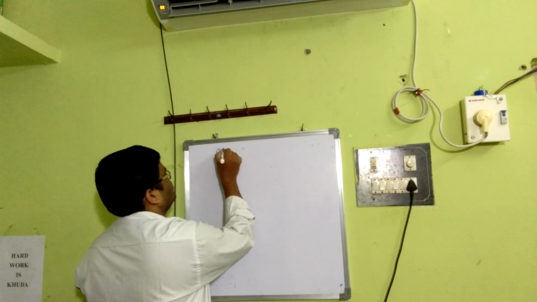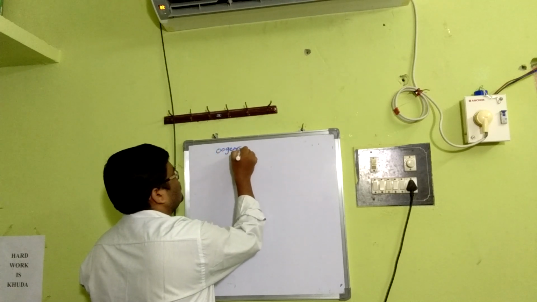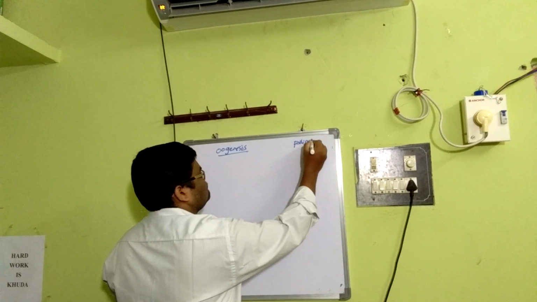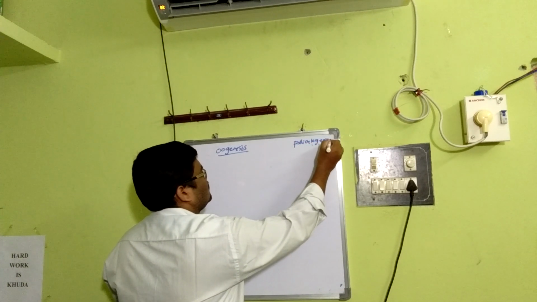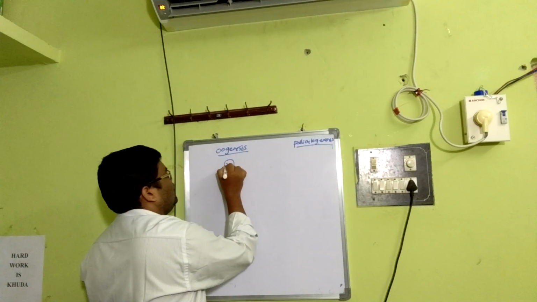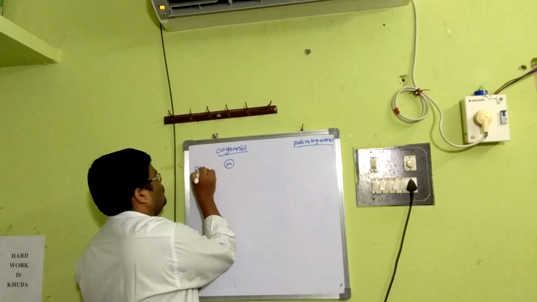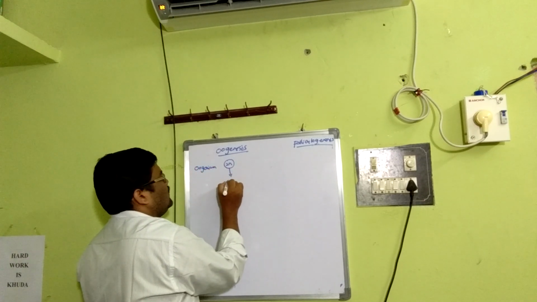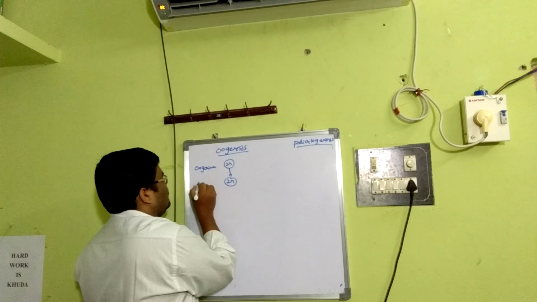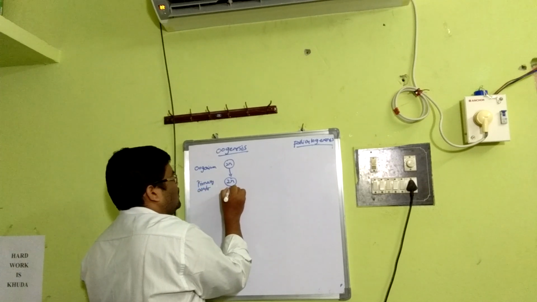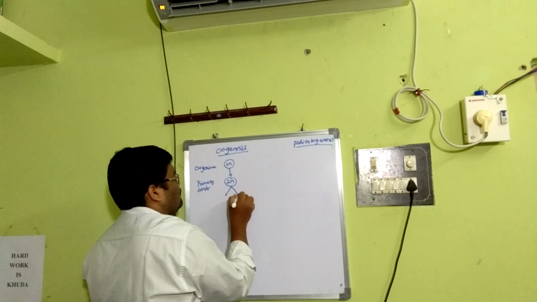This is oogenesis, this is folliculogenesis. First, a diploid oogonia becomes a diploid primary oocyte. Then this diploid primary oocyte undergoes meiosis 1.